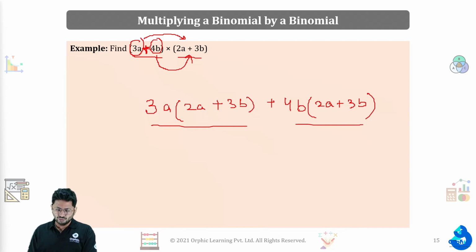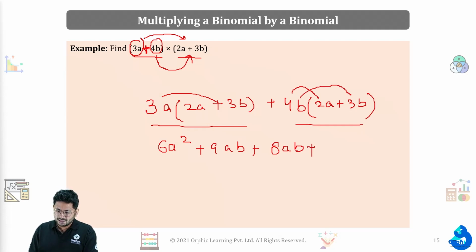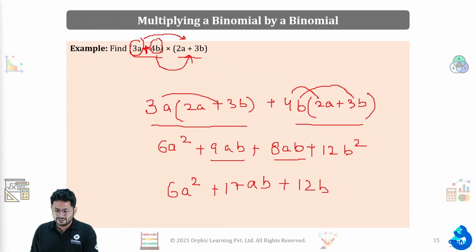So 3a into 2a will become 6a square. Then 3a into 3b will become 9ab plus 4b into 2a, that will become 8ab plus 4b into 3b, that will become 12b square. Now as we can see, ये दोनों like terms है, तो add कर देते हैं इनको. So it will become 6a square plus 9 plus 8, that is 17ab plus 12b square. That would be the final multiplication of these two binomials.